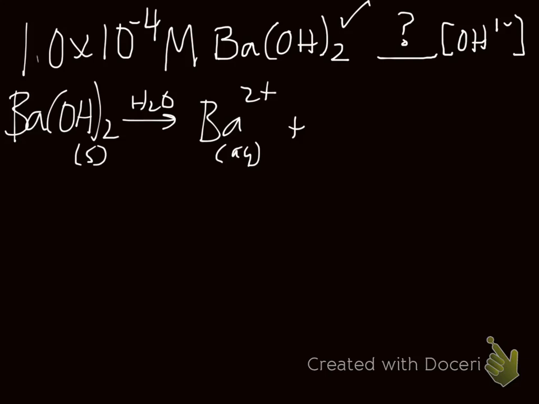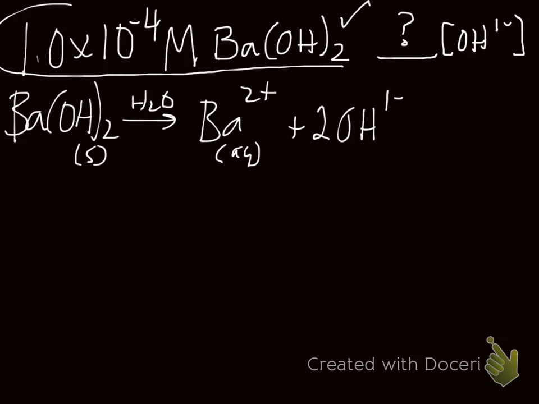What's going to be different here? How many hydroxide ions will every mole of barium hydroxide create? 2. We're going to generate 2 moles of hydroxide ions for every 1 mole of barium hydroxide now. So this is going to change our math a little bit. Okay, so now we want to write a factor label that expresses what this really means.